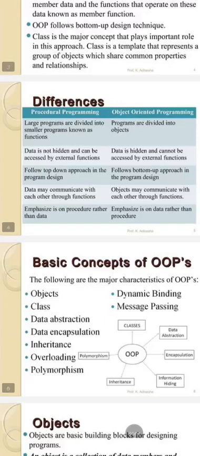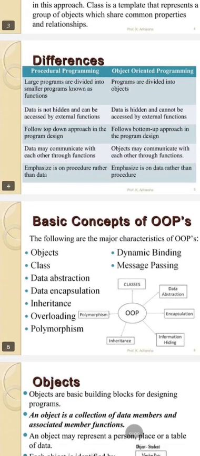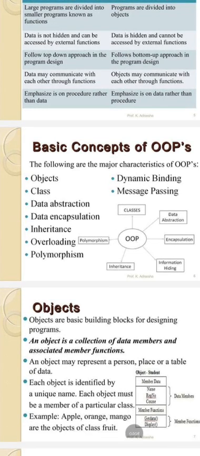Basic concepts of OOPS: objects, class, data abstraction, encapsulation, inheritance, overloading, polymorphism, dynamic binding and message passing. Objects. An object is a real world entity. It has properties and behavior. For example, a car has a speed and color and it can move or stop. In programming, objects represent these real world things.